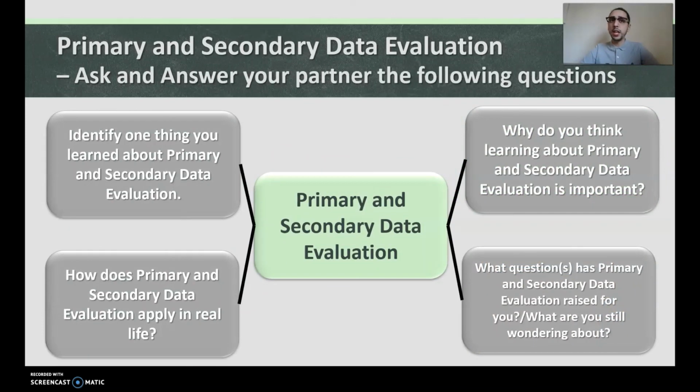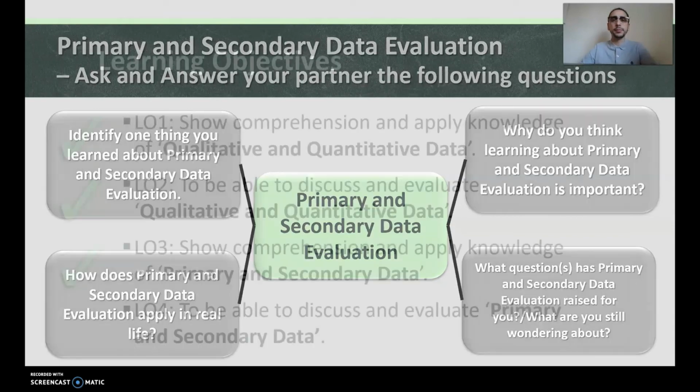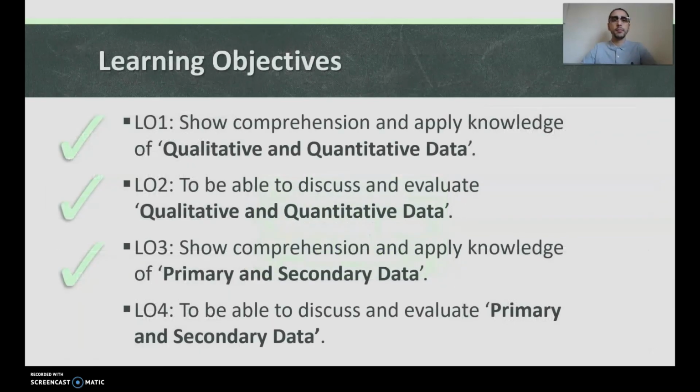Identify one thing you learned about primary and secondary data. What are the strengths? What are the weaknesses? Write down one strength and one weakness for each primary and secondary data. You shan't need more than that. Why do you think learning about primary and secondary data is important? How does it apply in real life? And what questions, you got any questions still? Let me know. And there we go. That's the last learning objective. Learning objective 4 sorted.